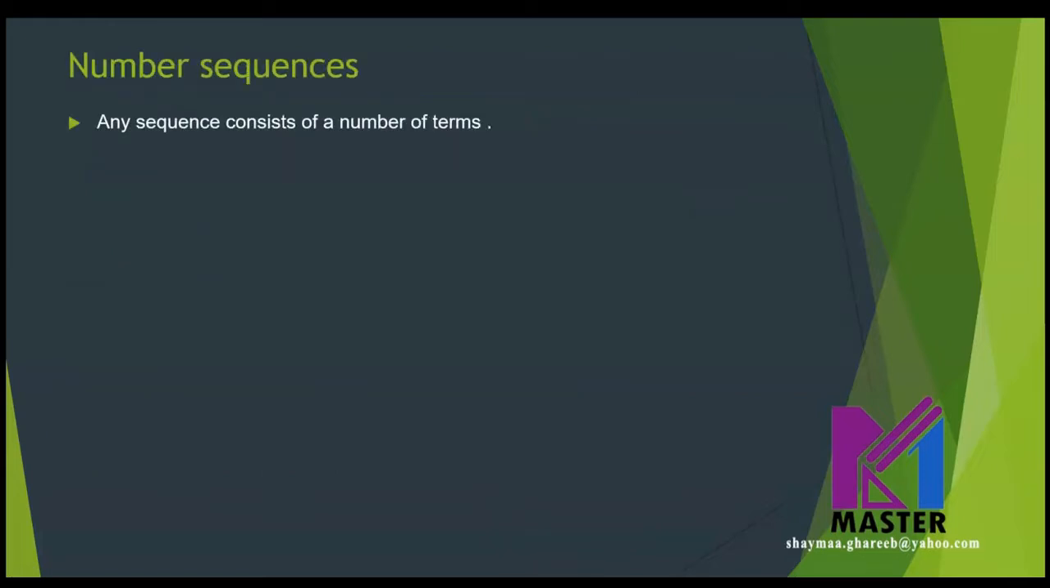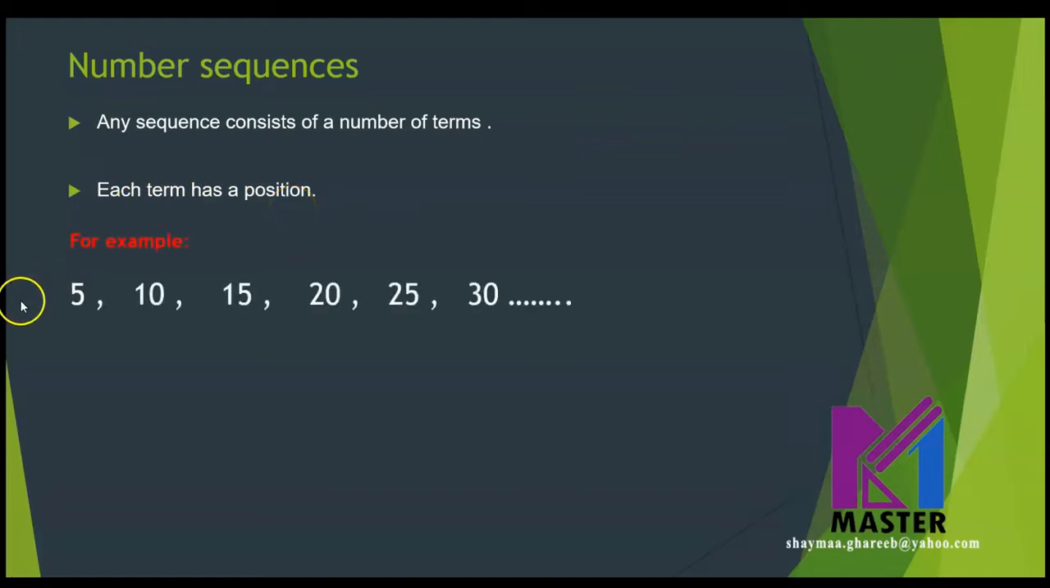Number sequence. Any sequence consists of a number of terms, and each term has a position. Let's see by example. This sequence here has some numbers, as you can see. Each number in this sequence is called a term, and each term has a position. For example, 5 is the first term of this number sequence.